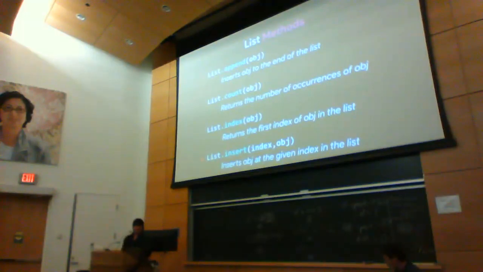These are the methods. So list dot append will add an object to the end of the list. List dot count object will count the number of times the object appears in the list. List dot index object tells you where it first appears in the list, right? And then list dot insert index object inserts the object at that index.